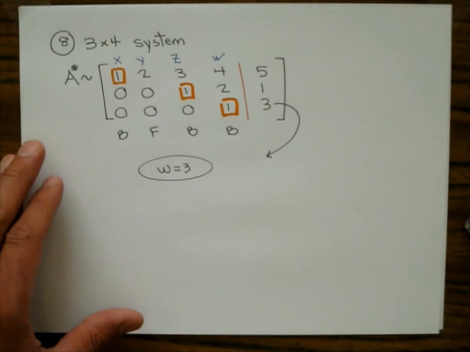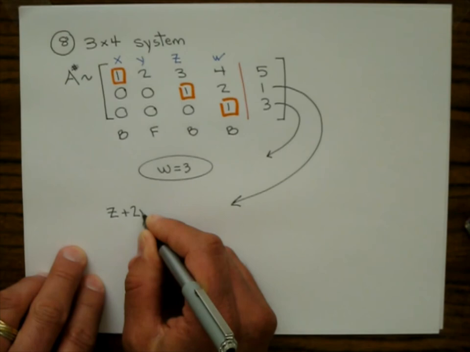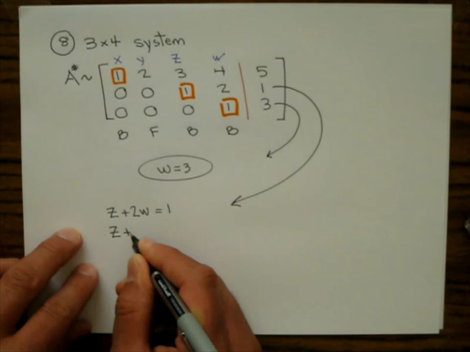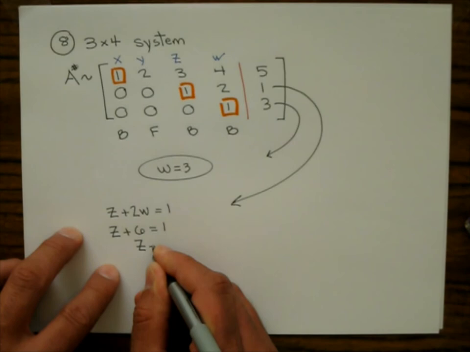Okay, well, that's nothing we can do with that. And then the second equation says z plus 2w equals 1. z plus 2 times 3. So I'm going to skip a few more steps as we do more of these. So this is really z plus 6 equals 1. z equals negative 5.